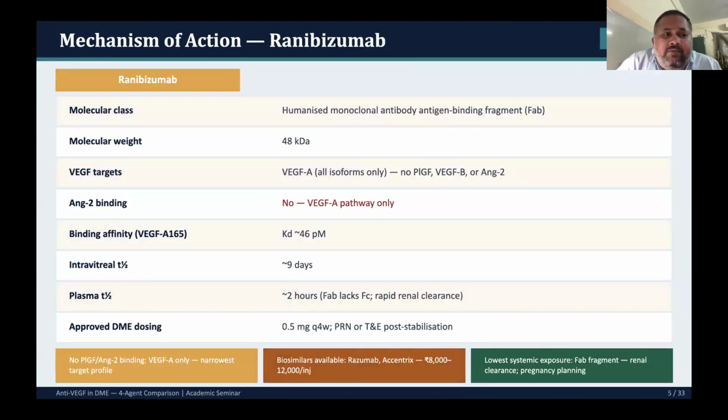Now, for ranibizumab, we know that it's a humanized monoclonal antibody antigen binding fragment. There's the VEGF-A pathway only for binding. There's no Ang-2, and it binds to VEGF-A in all isoforms only, with no binding to placental growth factor or VEGF-B. There are various biosimilars available, as we know, and it has the lowest systemic exposure of all the agents due to the Fab fragment and linear clearance as well.